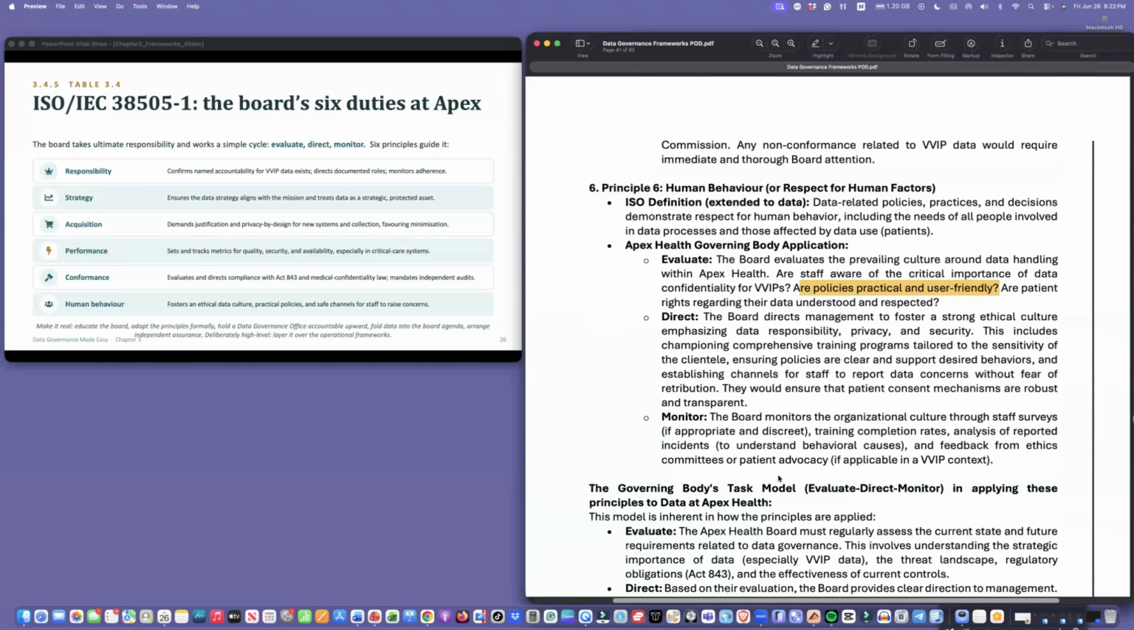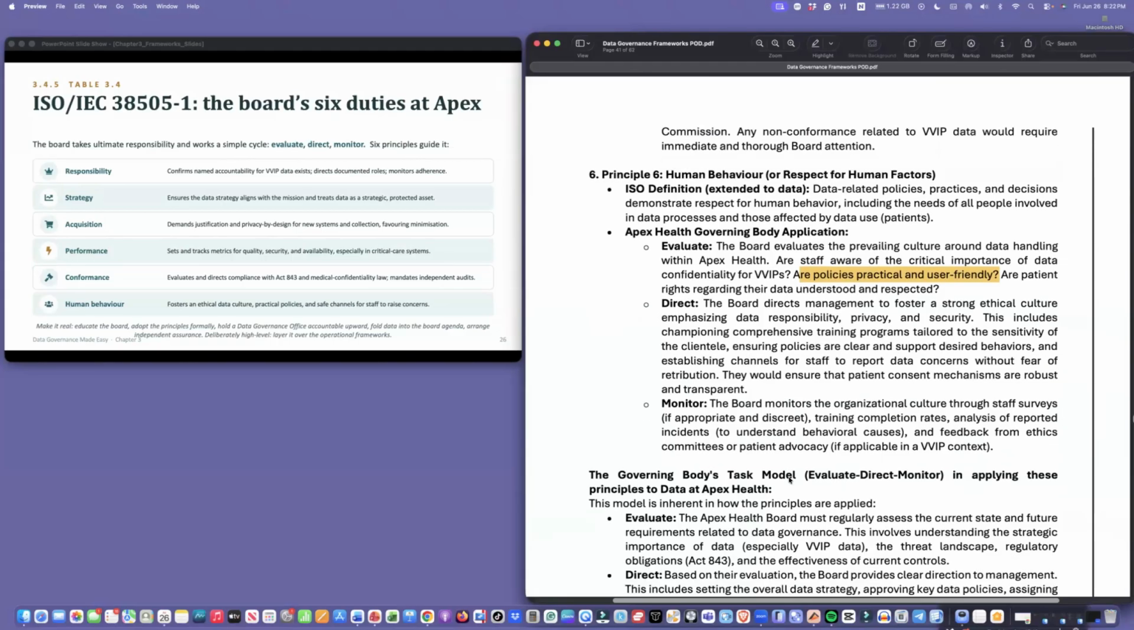The last one is the human behavior. The human behavior is focused on ethical data culture, practical policies, and safe channels for staff to raise concerns. How can I raise a concern? There's an issue.